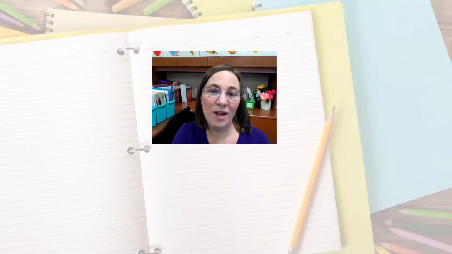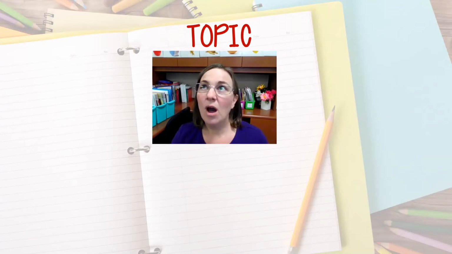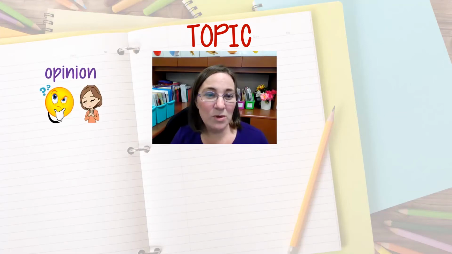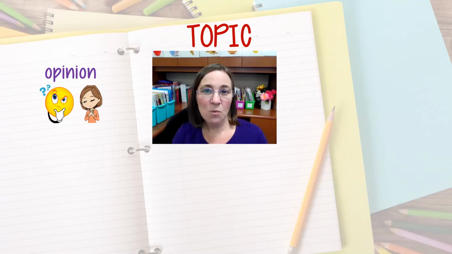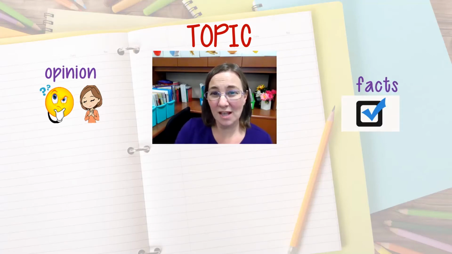When we do opinion writing, we have a topic. Just like in reading, where we know that our informational text has one main topic that the whole text is about, our writing is like that too. All of our opinion writing is about one topic. When we write our opinion, we tell someone what we think or feel about that topic. But sometimes we're not really sure what we think or feel about the topic. What we need to do is gather some facts about the topic to help us decide what we think or feel about it.